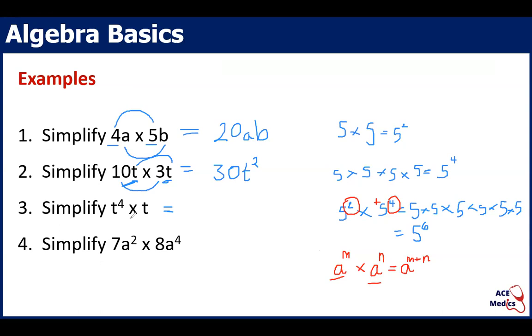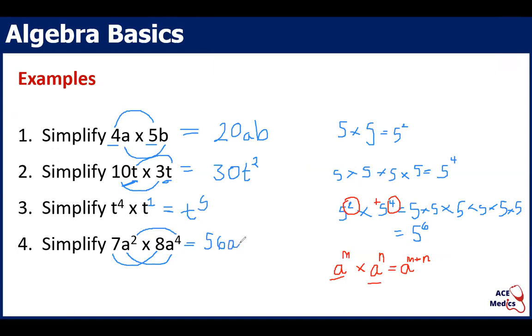Okay, so t to the power of 4 times t is going to give us t to the power of 5, because we're imagining there's a little one there. Our last one then, 7a squared times 8a to the power of 4. So we're doing our numbers first, then we're doing our letters, including those powers. So 7 times 8 is 56.